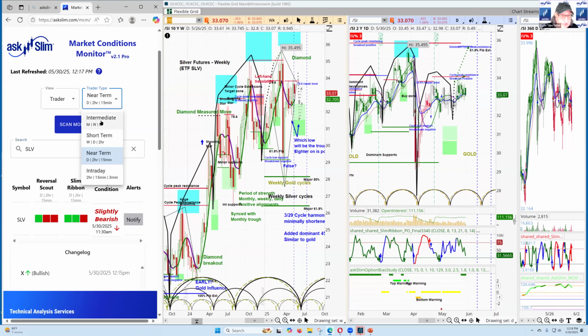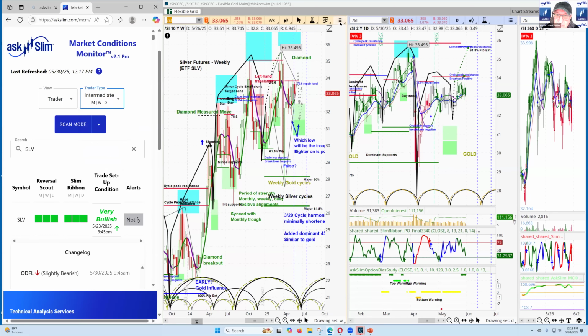So if I look at the intermediate term, it is very bullish. If I look at the short term, it is still bullish. So remember, gold was neutral in the short term, so this is a little bit stronger. And I've noted that I think we're getting into a period where silver could outperform gold, and the silver-gold ratio could start to come in. And in the near term, we are slightly bearish. So you can see that they are kind of similar right now.